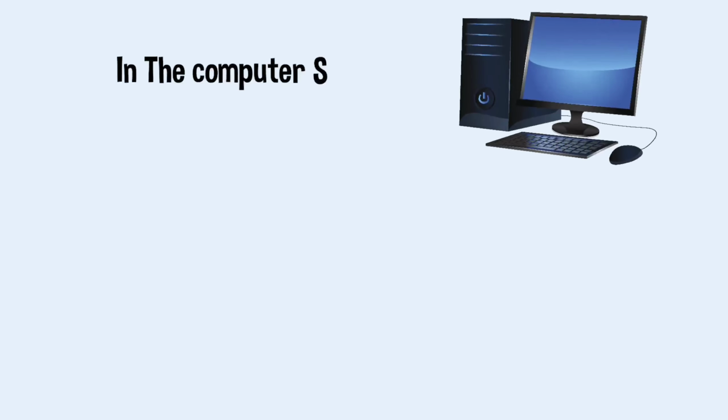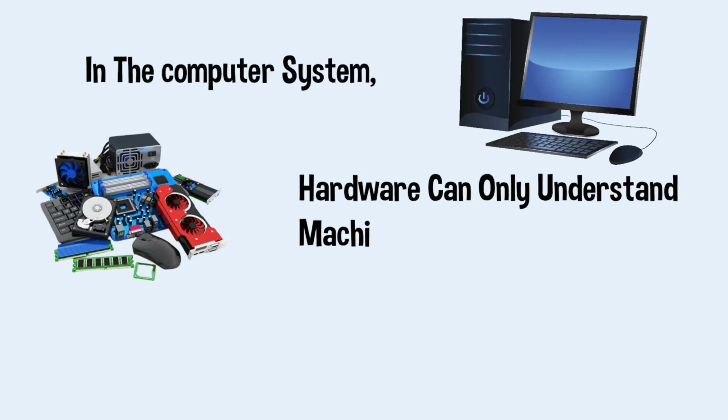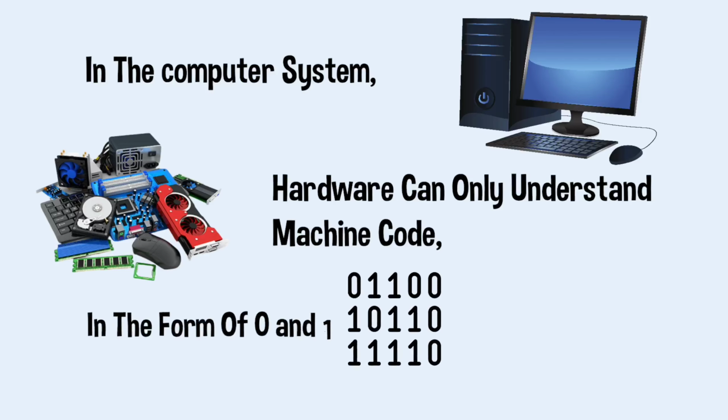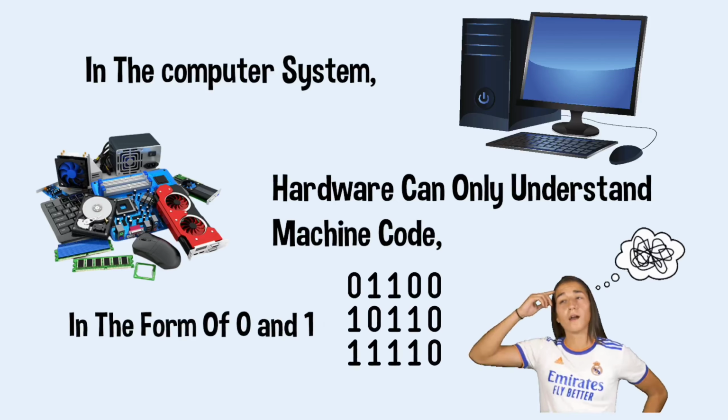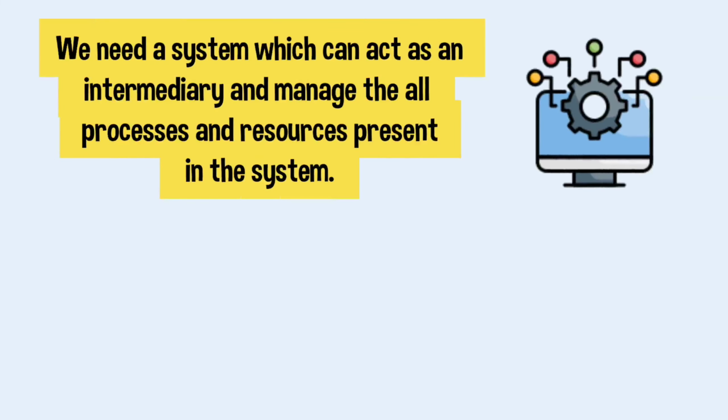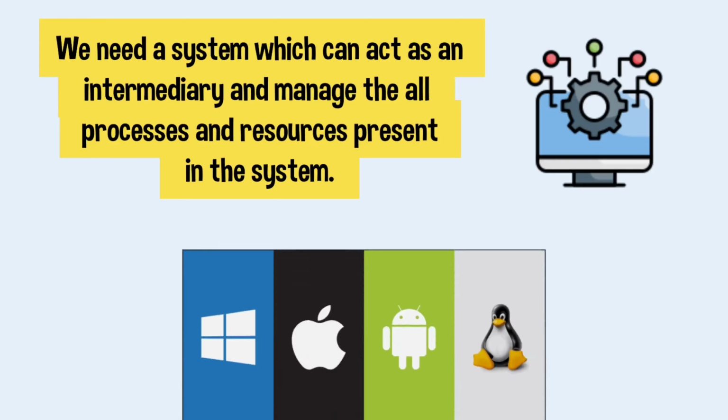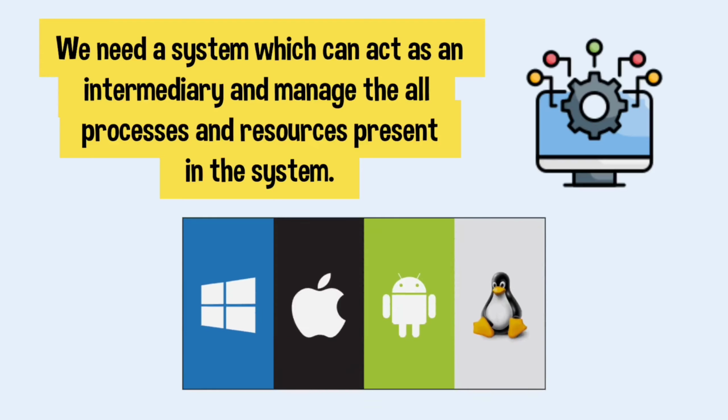What exactly is an operating system and why is it important? In the computer system, hardware can only understand machine code in the form of 0 and 1, which doesn't make any sense to the user. We need a system which can act as an intermediary and manage all the processes and resources present in the system, and that is the operating system, which can be defined as an interface between user and hardware.